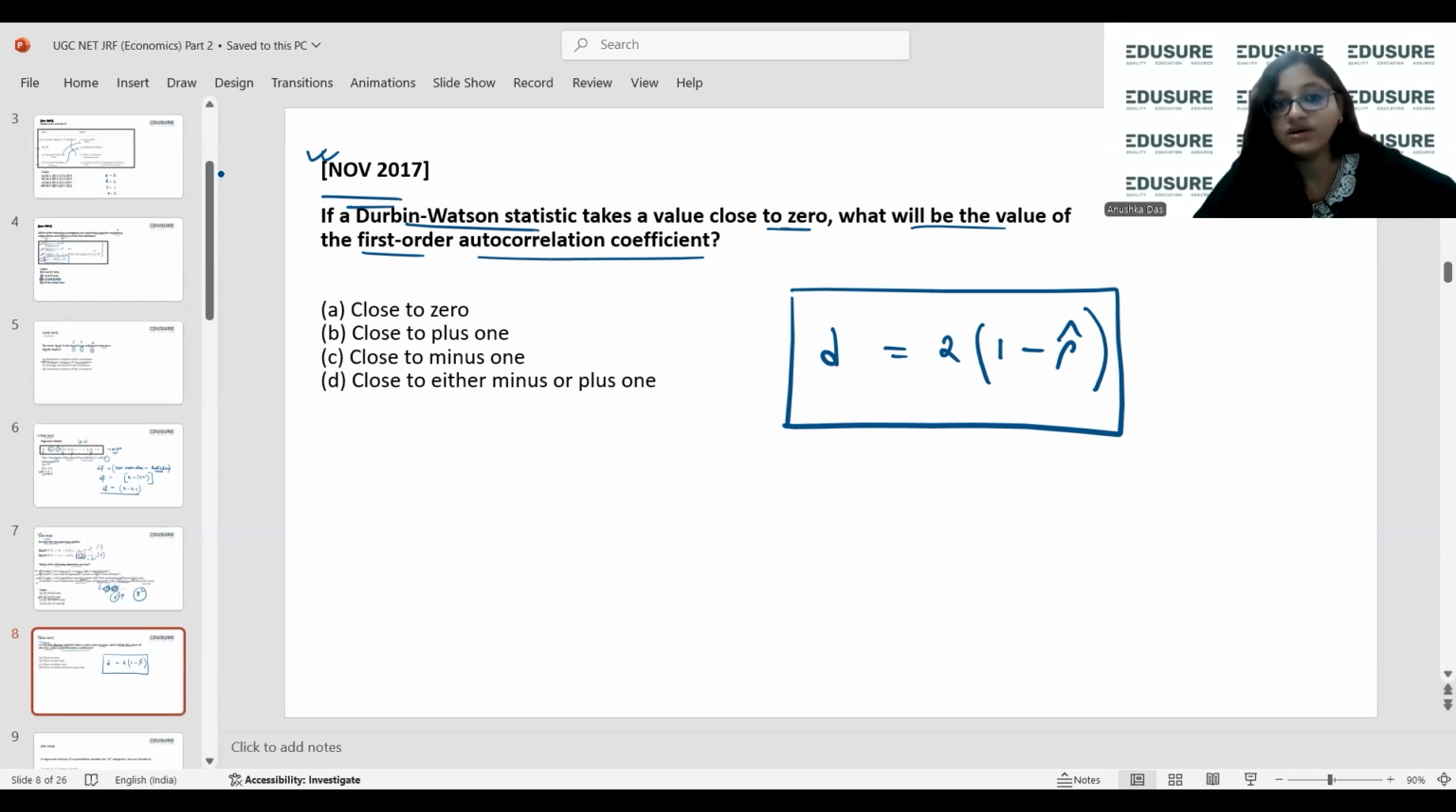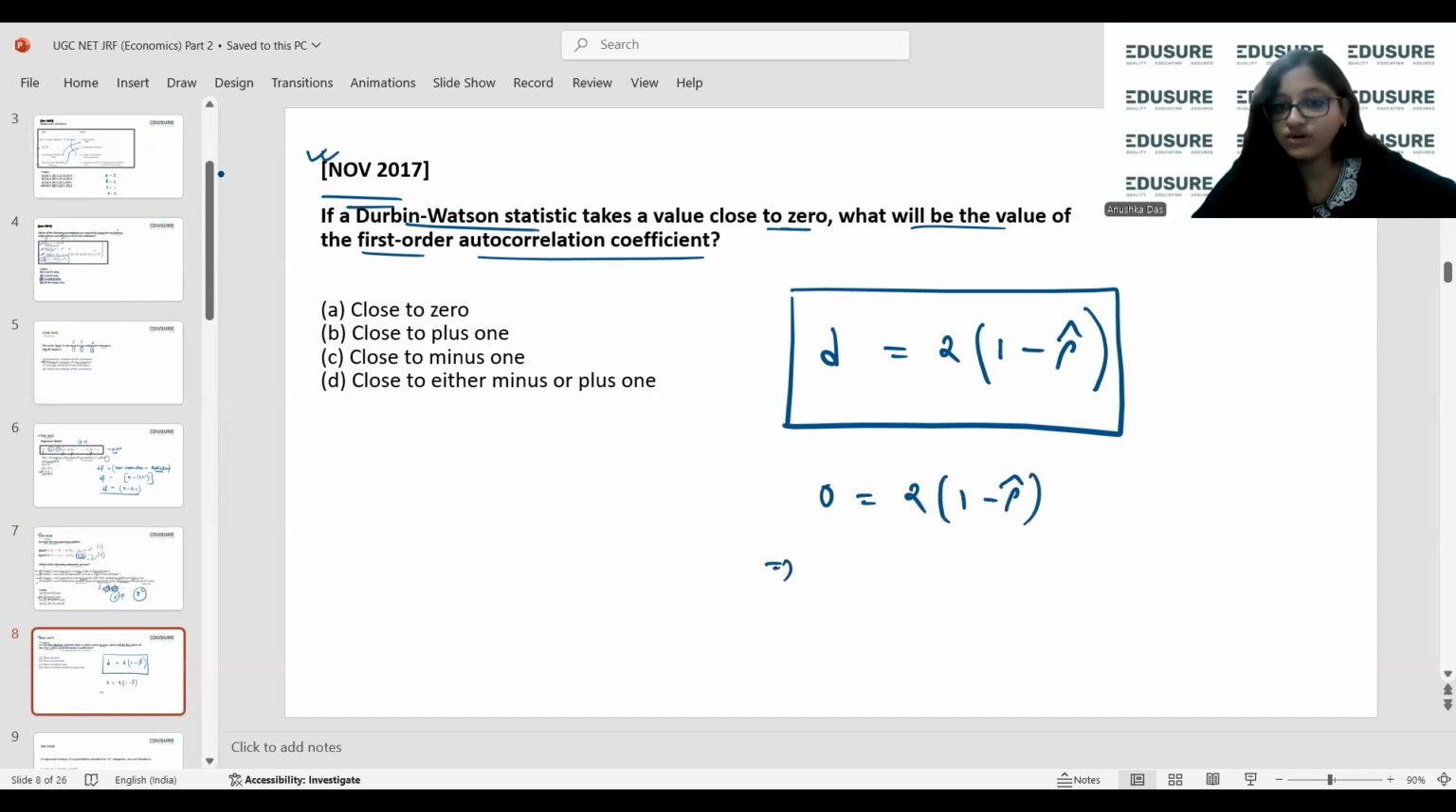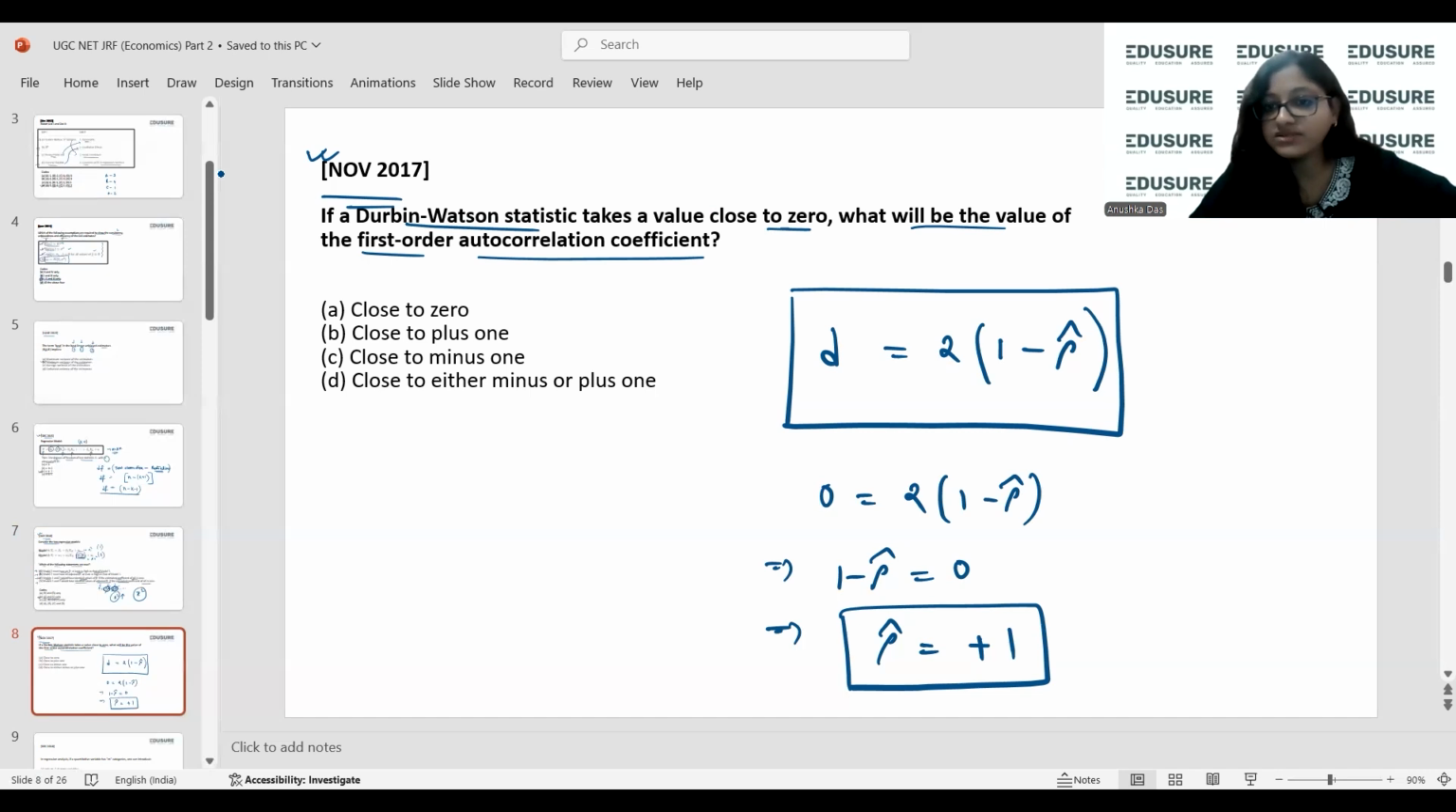If this is the scenario, now suppose the Durbin-Watson D statistic value is 0. So put D equals 0. Just find out what rho cap will be. So this 2 will be going to 0. So 1 minus rho cap will be 0. So the first order autocorrelation coefficient will be plus 1. So it will be close to plus 1. If D is going towards 0, rho cap is going towards plus 1. Essentially, you need to understand 3 values. Mainly questions might come from these 3 values. This is what we understood, that if D is 0, rho cap will be exactly plus 1.